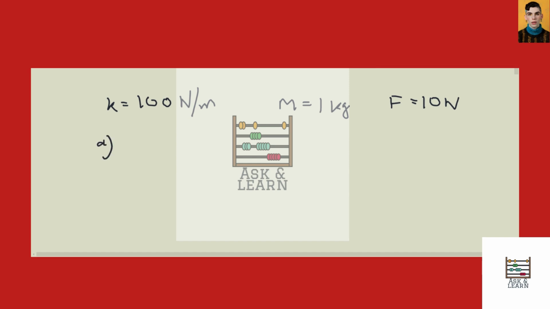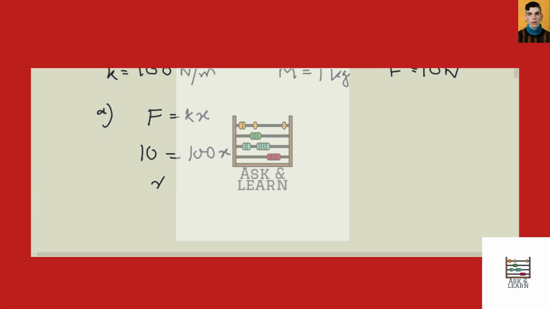Part A. Here we have to calculate the amount of compression in the spring. So it is pretty clear from the spring equation we have F equal to Kx, right? The force is 10 that is given, and here K equal to 100 x, right? So here we have x equal to 0.1 meters. So this is the compression in the spring. Part B.